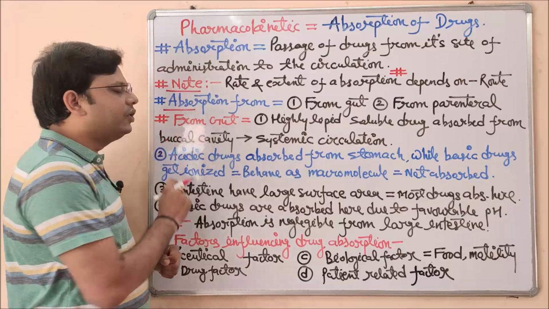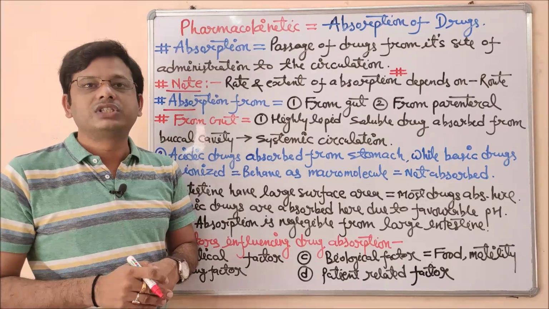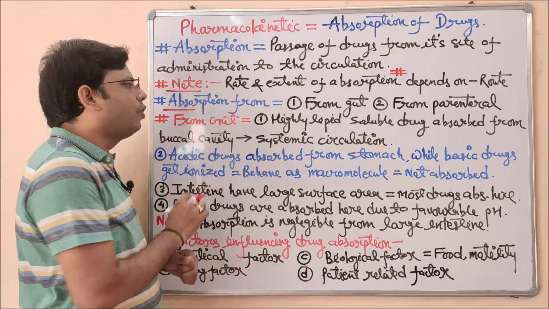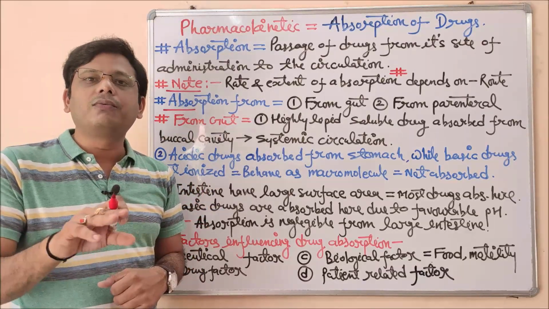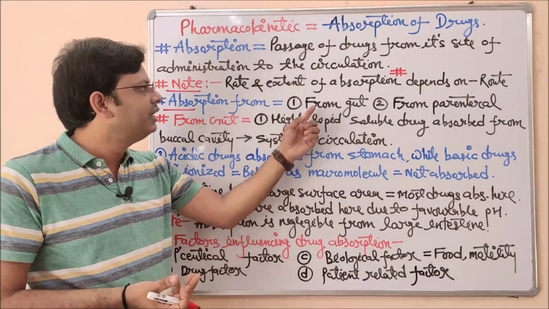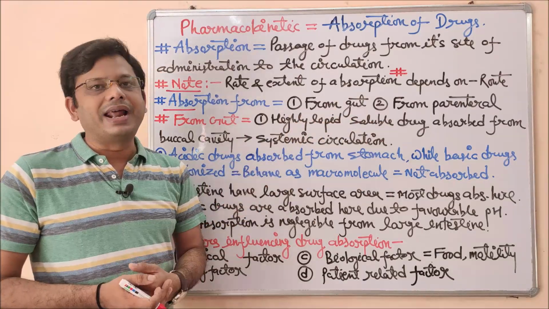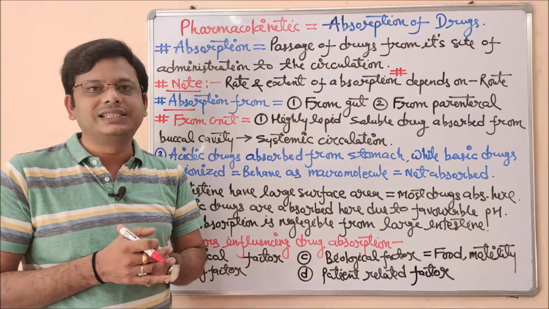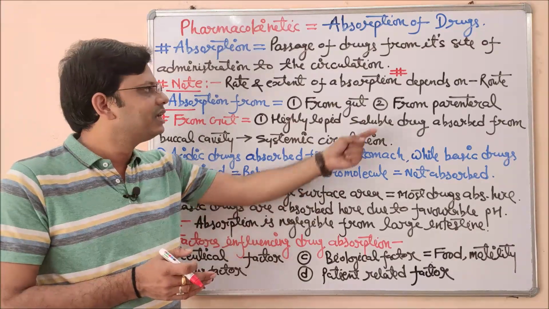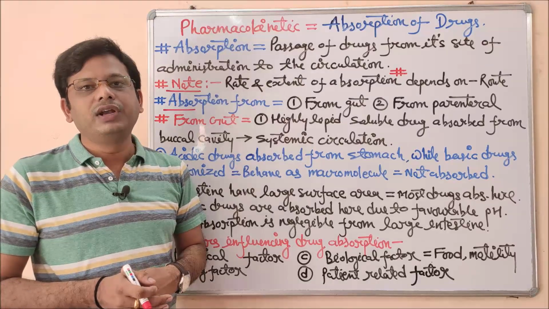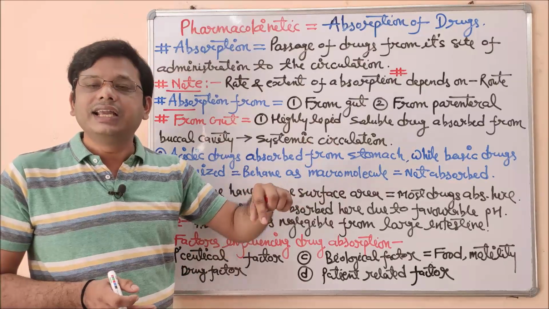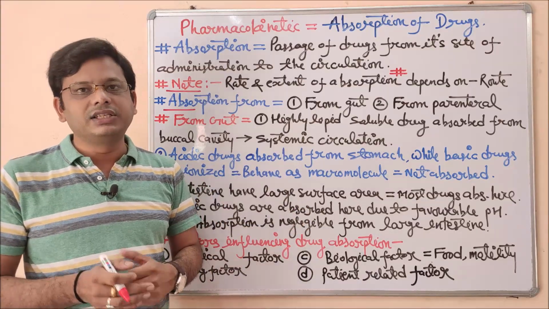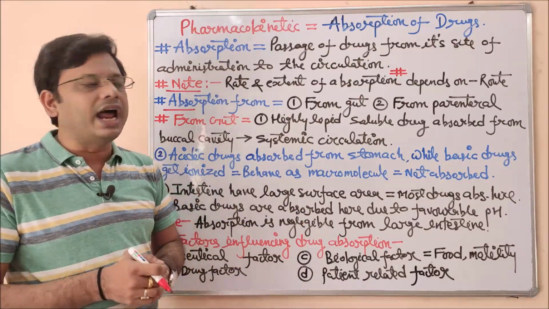According to the different routes of drug administration, we have to study the two main routes as far as absorption is concerned. From which route will the drug be absorbed? Basically we can say from the gut and from parenteral. From the gut means the drug will be absorbed via the GIT, the gastrointestinal tract, and from parenteral means the drug will be absorbed apart from the intestinal route. That may be IV, IM, SC, or any other suitable route of drug administration.